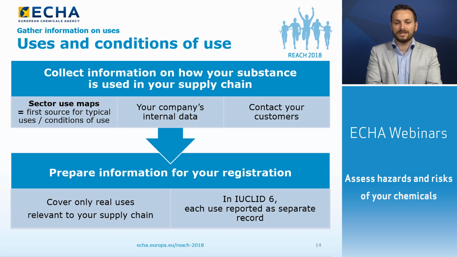We have seen so far how to gather data about hazard, but information on uses is also crucial for a correct risk assessment. A good source of information on typical uses and conditions of use are the sector use maps, which you can access from our website. You should also check the data available in your company and contact your customers to find out how they are using the substance. Once you have collected the data, you can prepare the information for your registration. It is important that you cover only the real uses relevant to your supply chain. In IUCLID 6, the format to report uses has been improved compared to the previous version. We will explain how to report uses in IUCLID in more detail in the webinar for Phase 5.